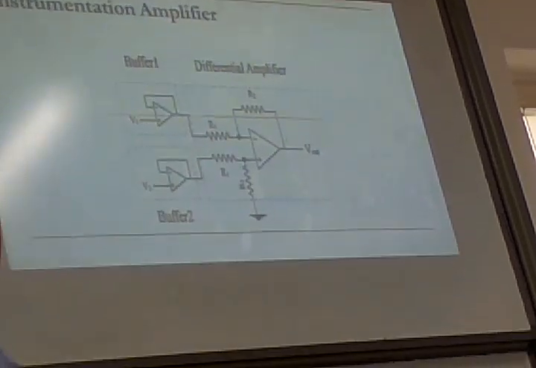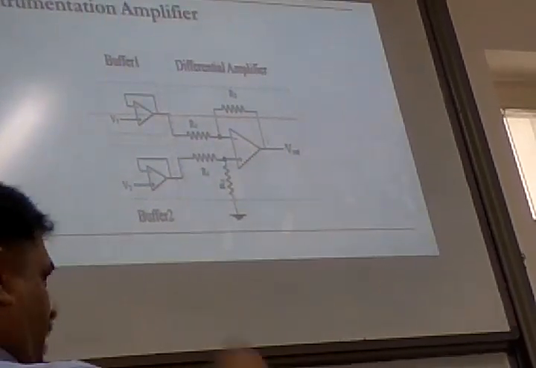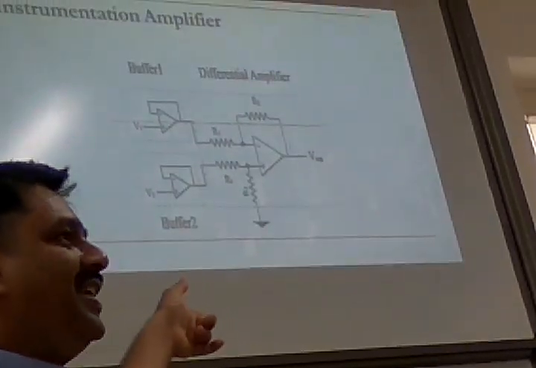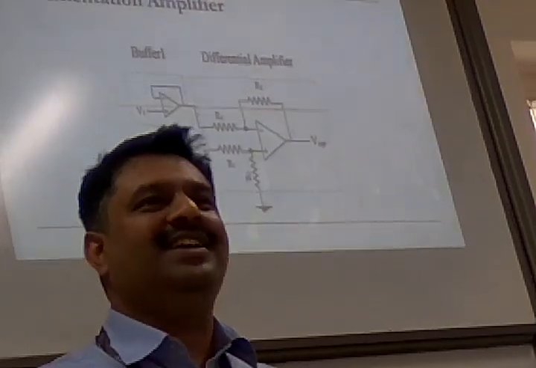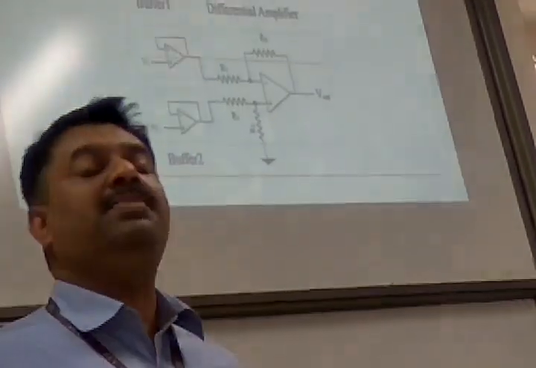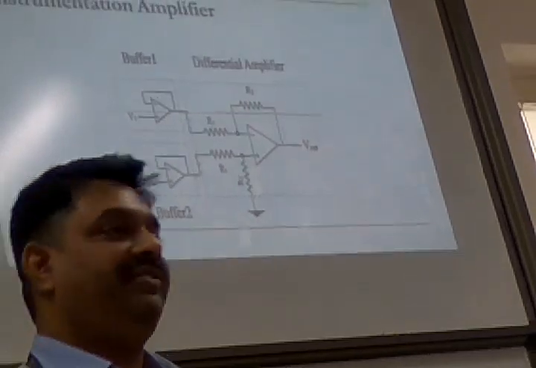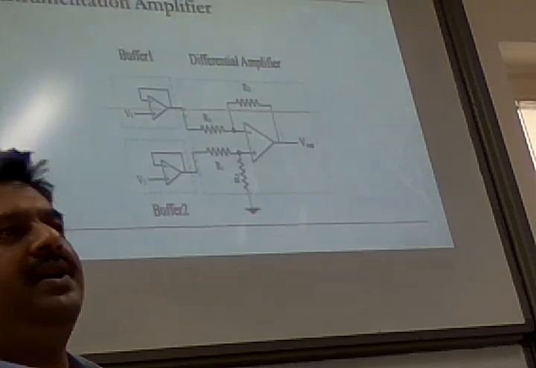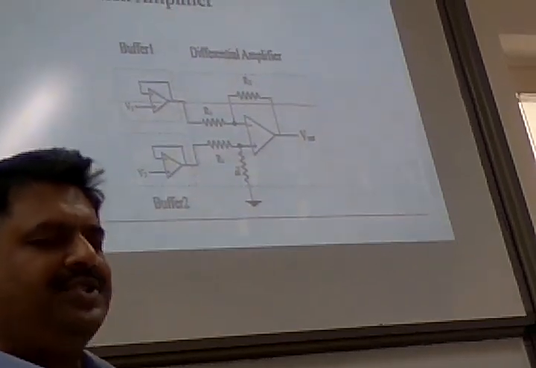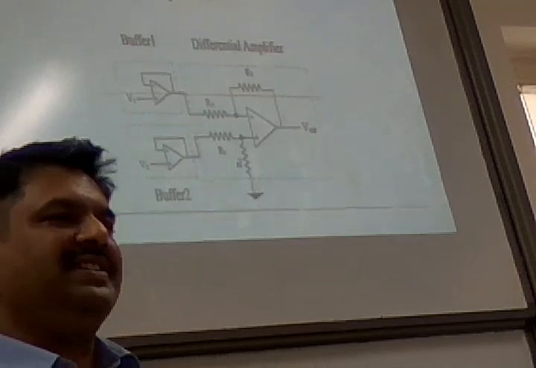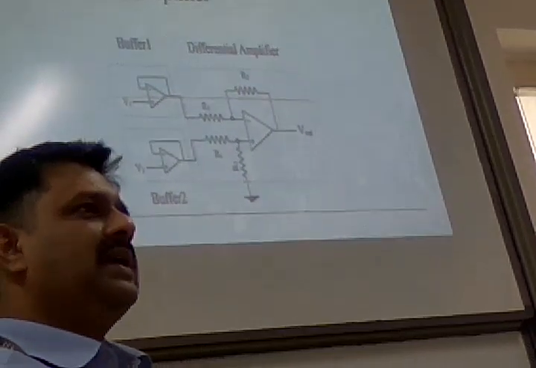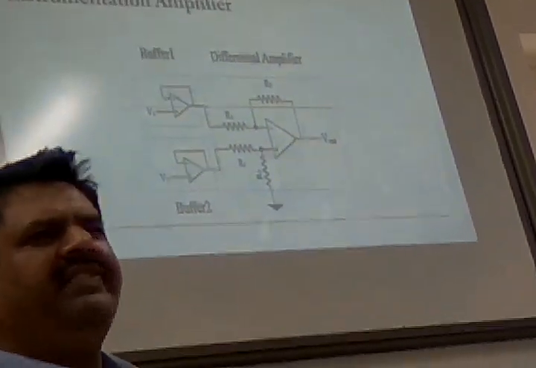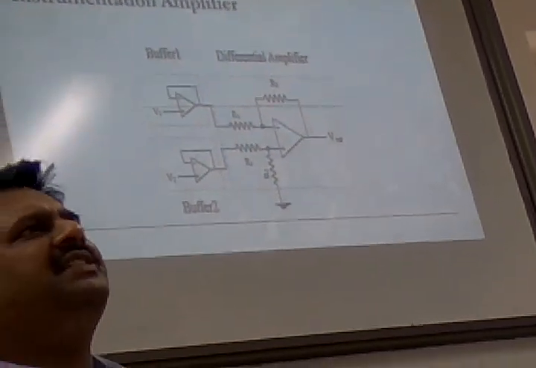You can ask one question: sir, the buffer also will not draw current, so directly you can connect. No. Why do you want a buffer there? Additional protection, additional gain. The signal is amplified much better if you have a buffer stage. Especially this circuit component, the instrumentation amplifier, comes in handy when the signal is very weak, like signals coming from piezoelectric crystals or any very low signal producing sensors.